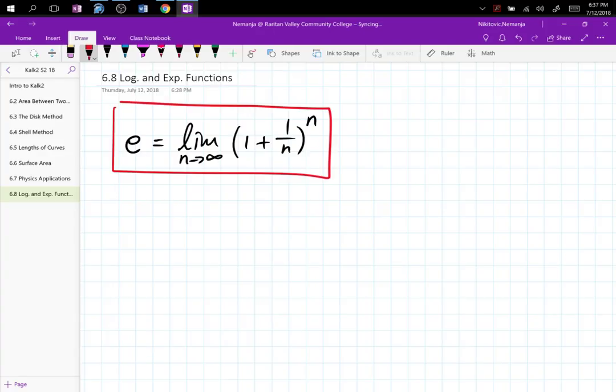So the number e, this definition is about, what, 250, 300 years old, something like that. I have to take a look and date this. So that's the definition for the number e.